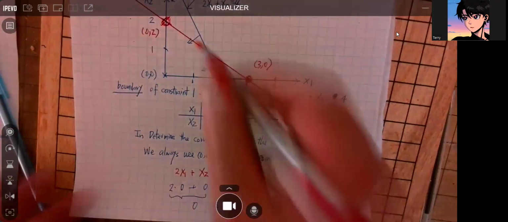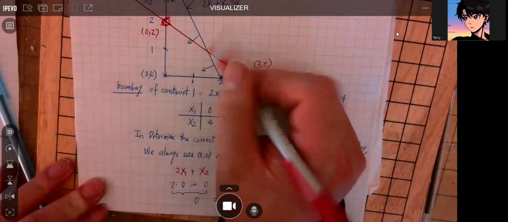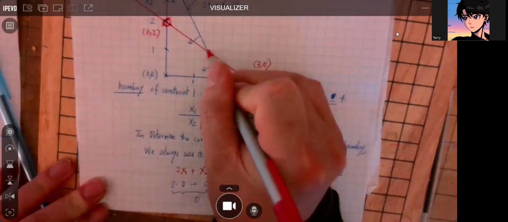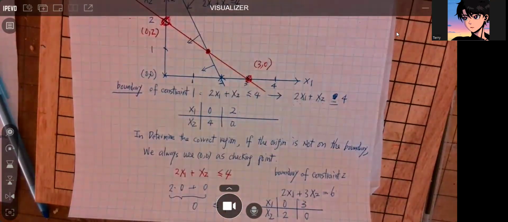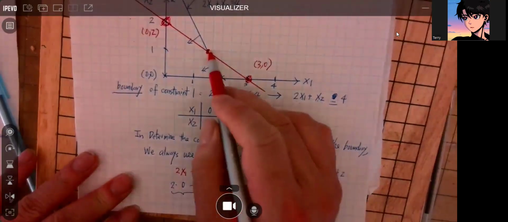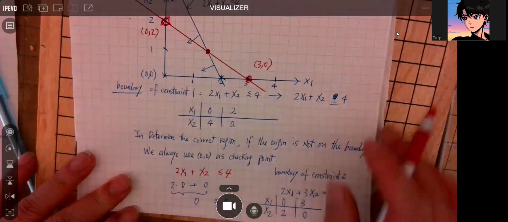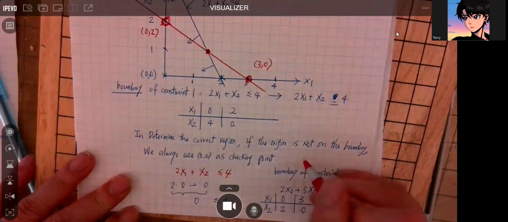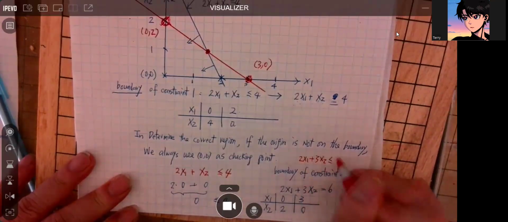And the boundary of the first constraint and the boundary of the second constraint will intersect at this point. So we need to determine this point. Now, before we determine this point, let's look at what the correct region is for the constraint 2x1 plus 3x2 less equal to 6.